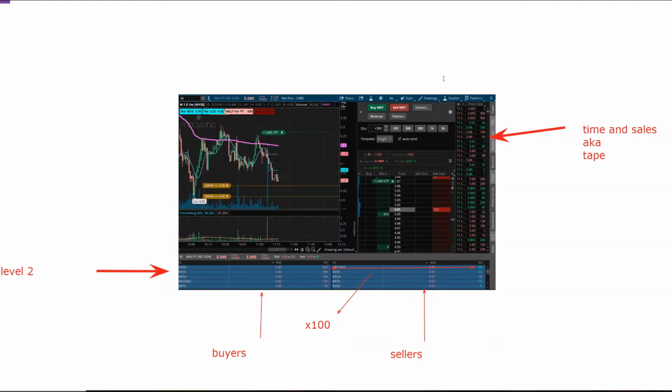If you also notice, I wrote X100. That means you have to multiply all the size quantities on the bid and the ask by 100 to get the accurate amount of shares trying to be bought or sold.